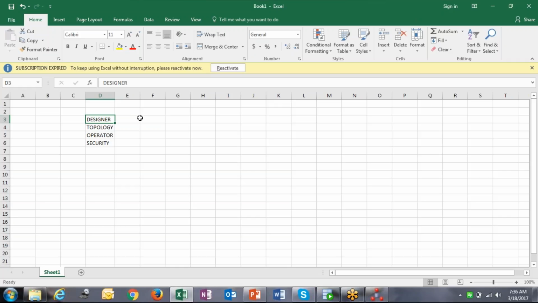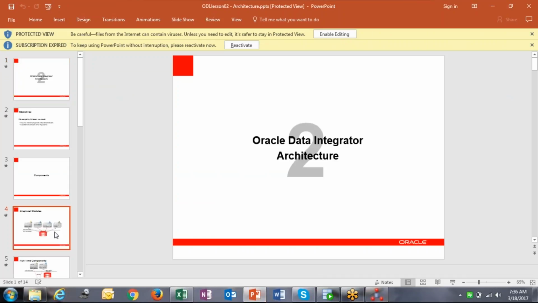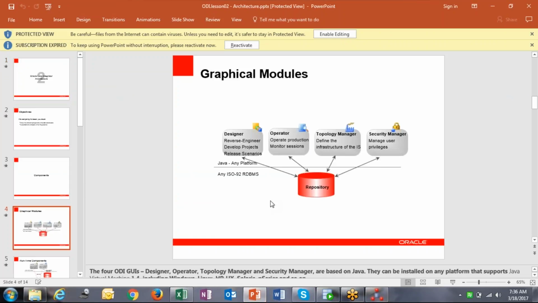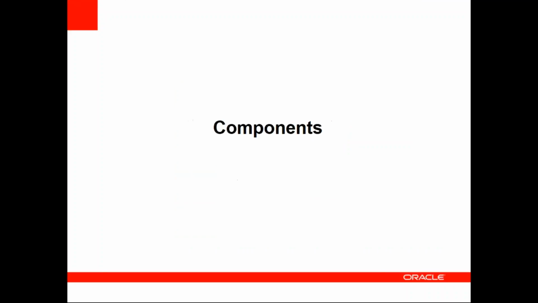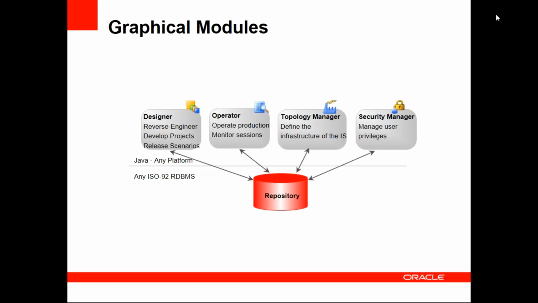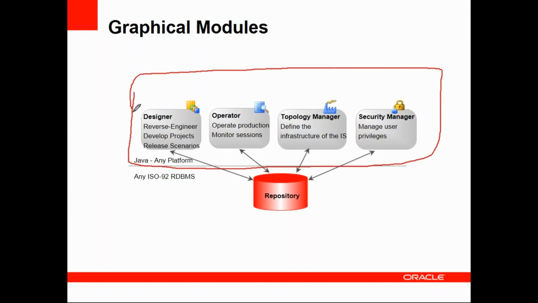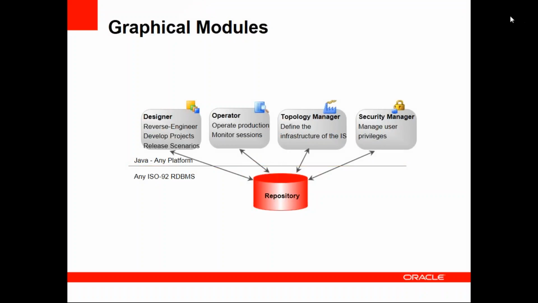Even though internally it looks like these all are pointing to one repository, if you have a look at this one, these all are pointing to one repository only, right? But basically the designer and operator connect to one repository, topology and security connect to another repository. But the repository is common everywhere. Okay, so what are the repositories then? Okay, let me clear that.